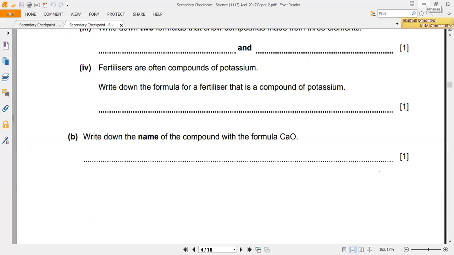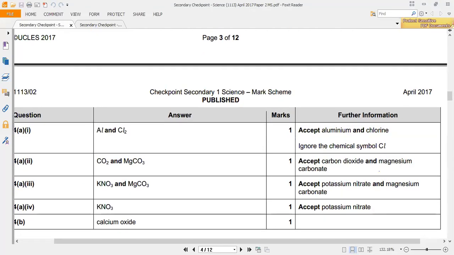Last question, number B, write down the name of the compound with the formula CaO. Of course, it's calcium oxide. Okay, now let's go to the next question.